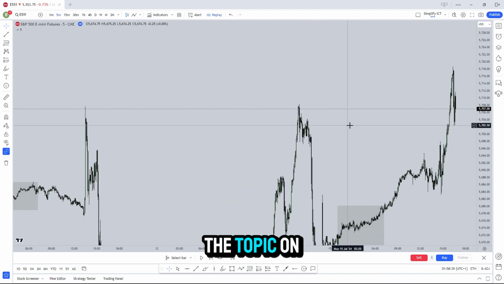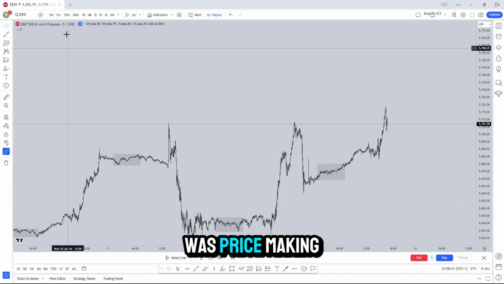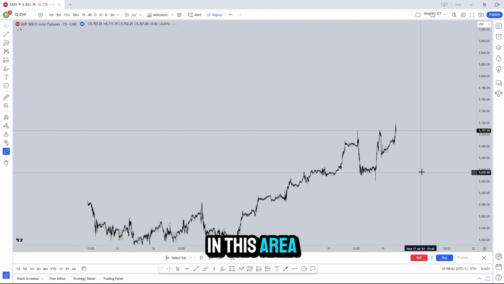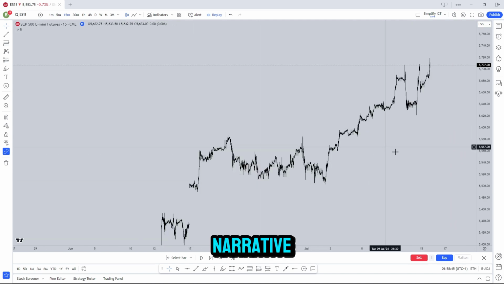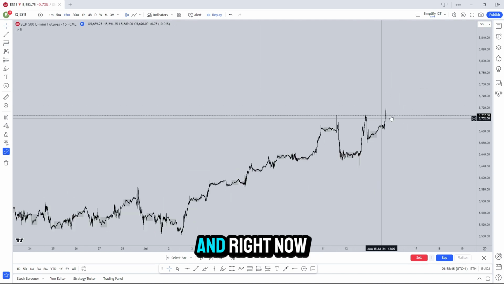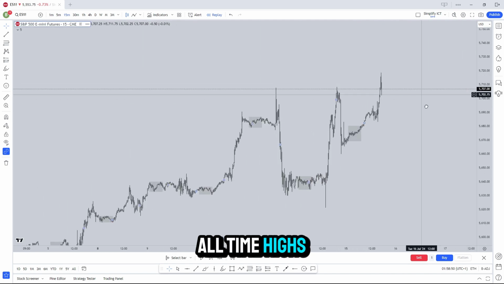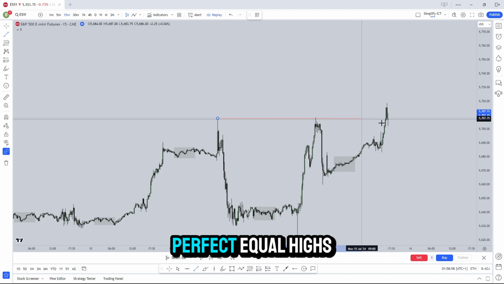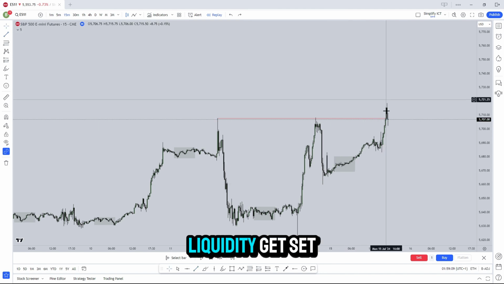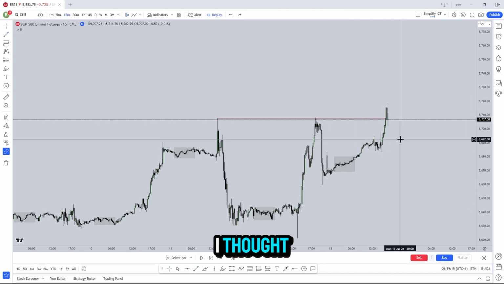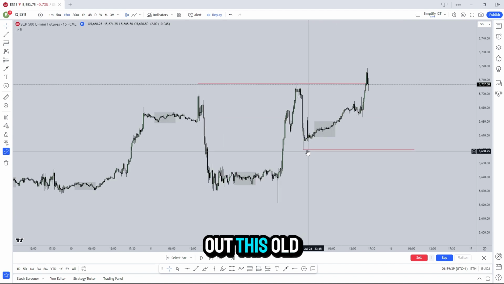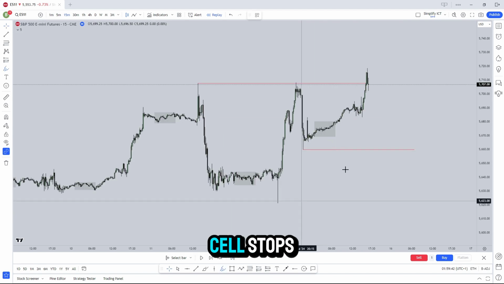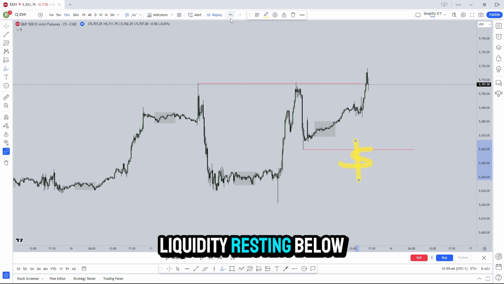So back to the topic on ES, right? What we had was price making all-time highs in this area right here. So if you look overall, get an overall narrative, price was moving to the upside, and right now we've just reached all-time highs on ES. As you can see in this area right here, we have built up quite a lot of liquidity. We've made almost perfect equal highs. I saw this liquidity get swept to the upside, so therefore I thought we could see a big move in the opposing direction. So straight away I'm going to mark out this old low right here because we have sell stops or sell side liquidity resting below this low.